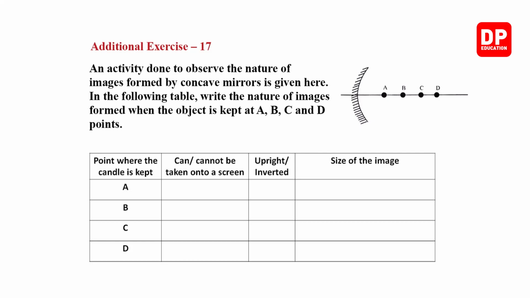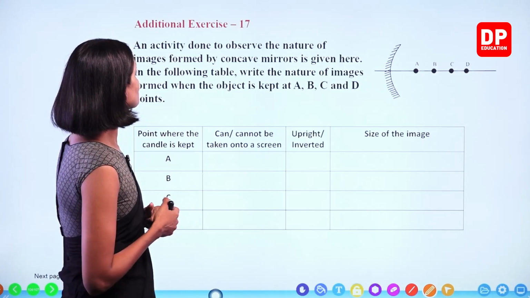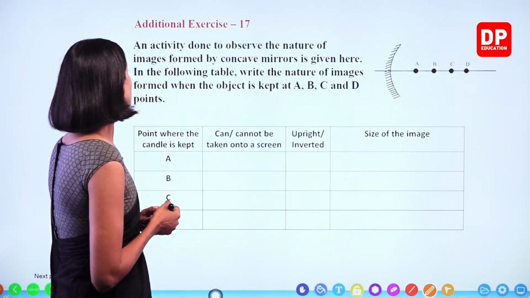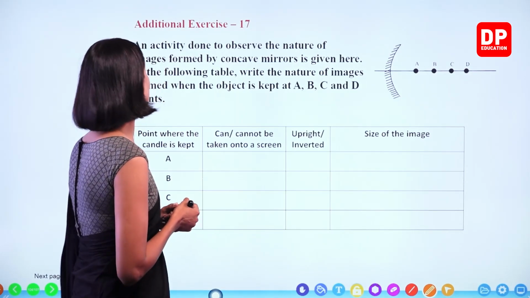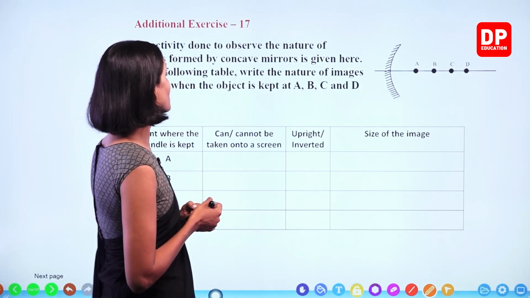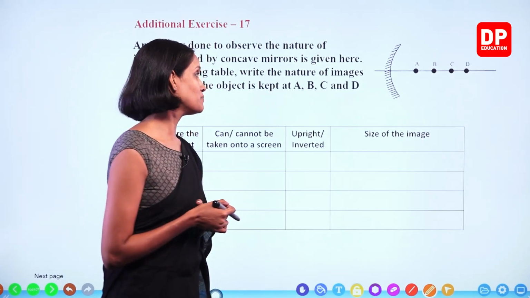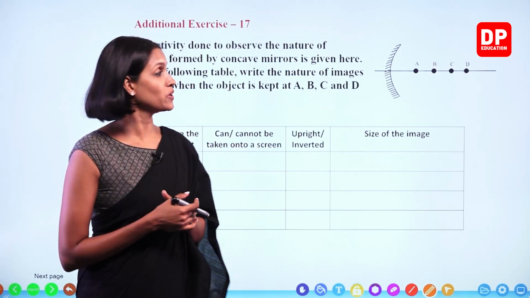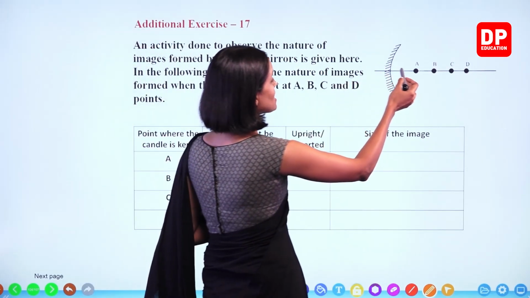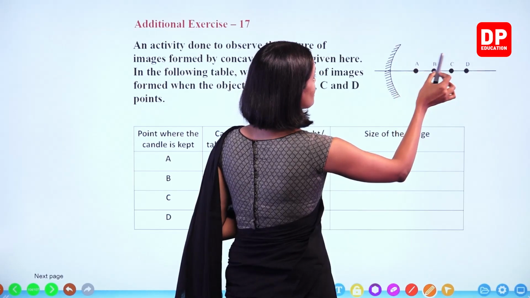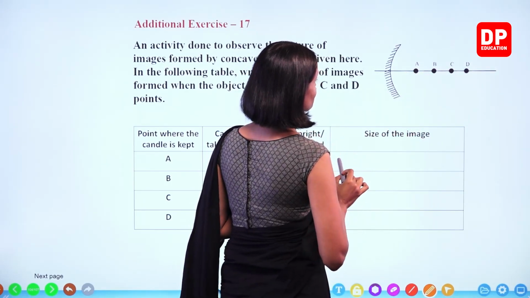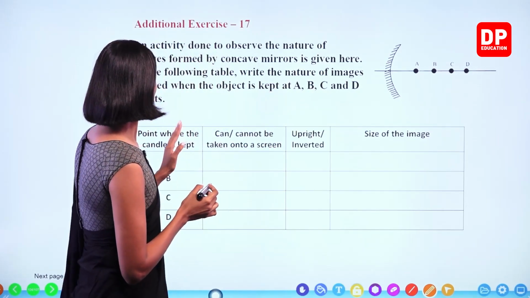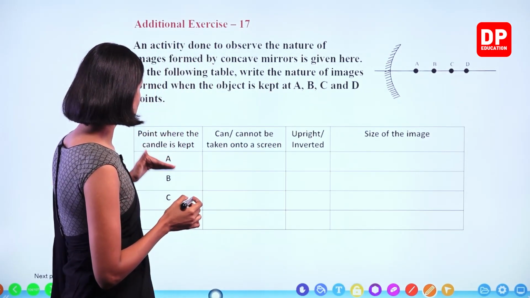Exercise number 17. An activity done to observe the nature of images formed by concave mirrors is given here. In the following table, write the nature of images formed when the object is kept at A, B, C and D points. This is the exact same thing we did during the lesson. Okay, children? So the point A is very close to the mirror. D is far away from the mirror. Right, children? B and C are present in between.